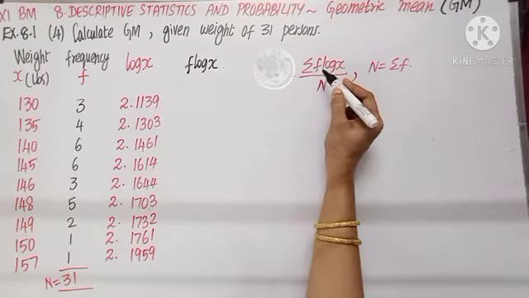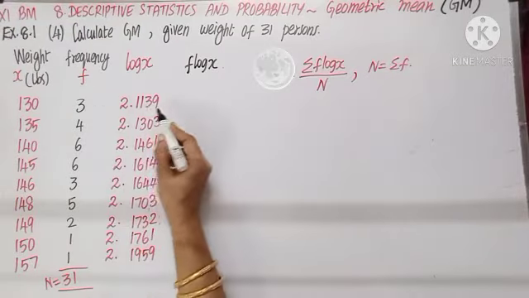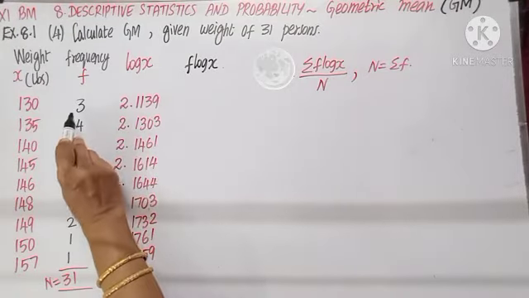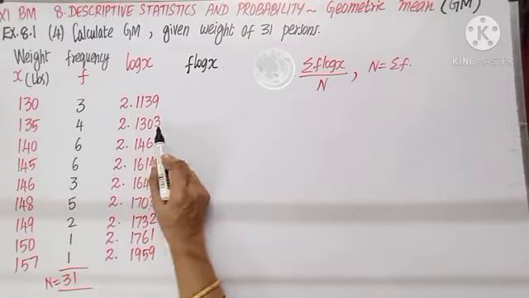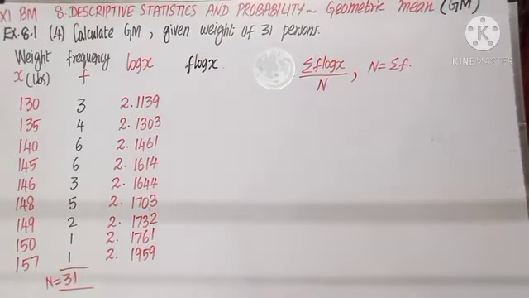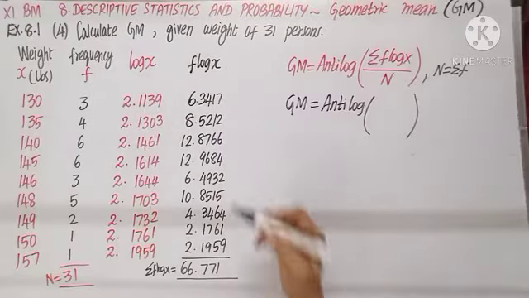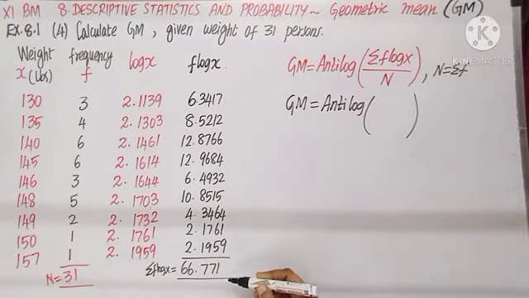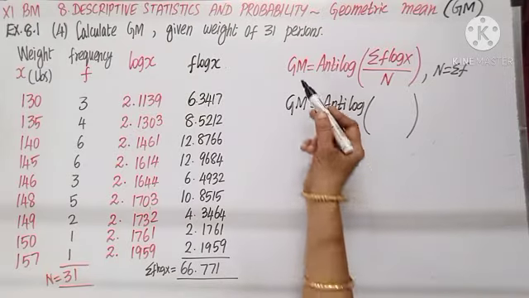To apply in the formula, I want F into log X. Multiply this column and this column. 3 into 2.1139. 4 into 2.1303. Let us list out the product. As you calculate the total of F into log X, we get sigma F log X is 66.771. Let us recall the formula.